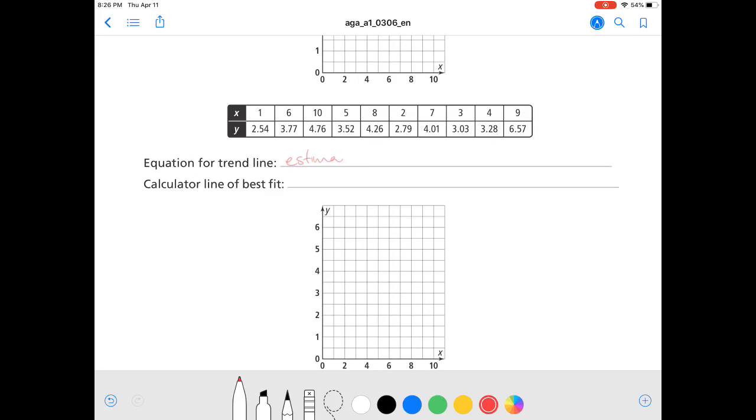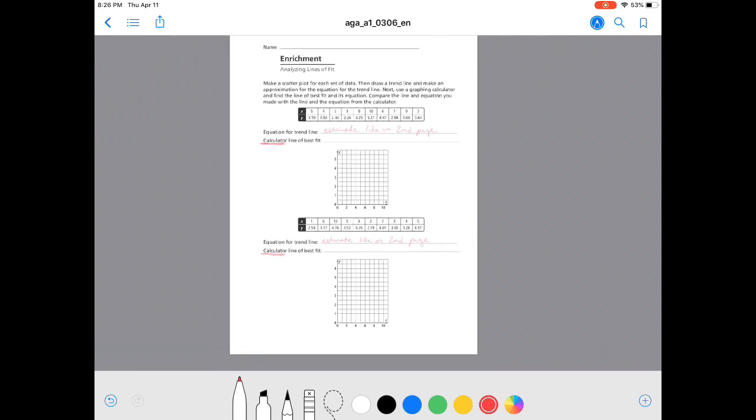Again, this is good practice because you want to be able to predict the costs of things, what's going to happen. And regression and lines of best fit are basically your way of using math to be able to predict the future.